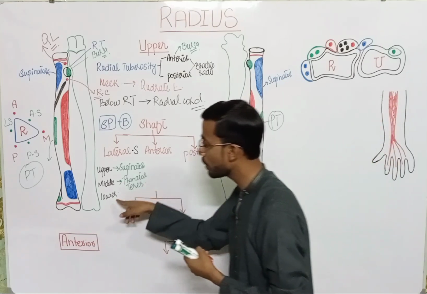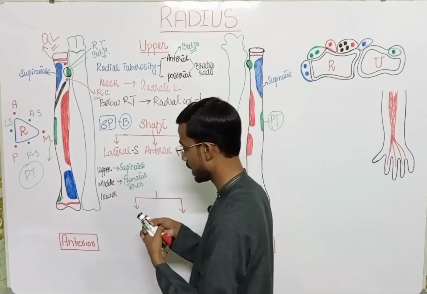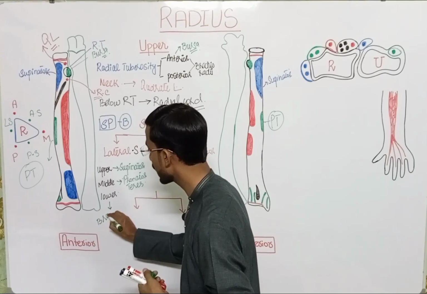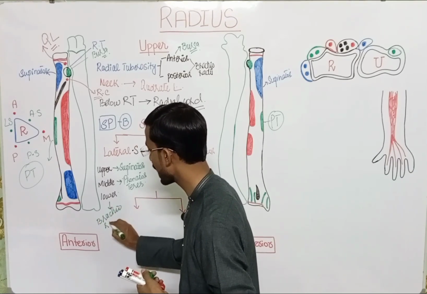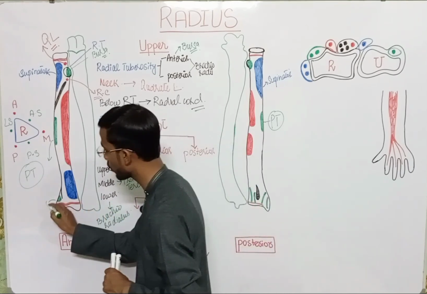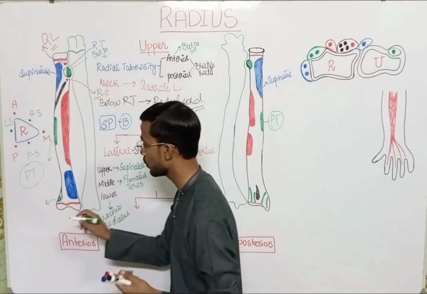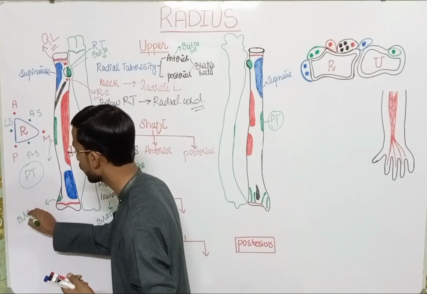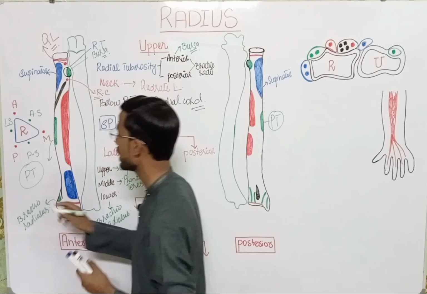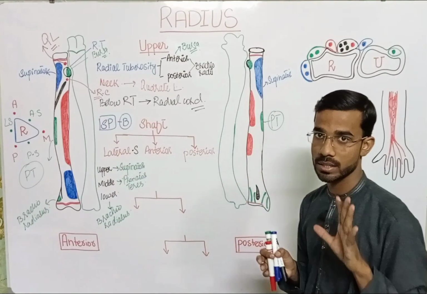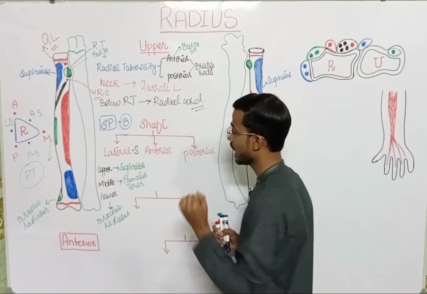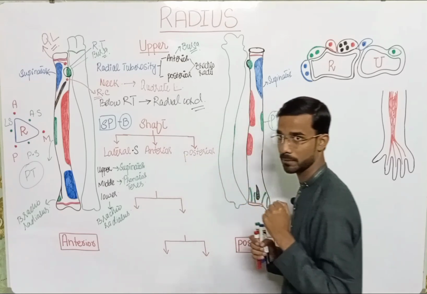And at the lower portion you will see the Brachioradialis muscle. So at the lower portion of the lateral surface, you will see the Brachioradialis muscle, which is present at the lower side of the lateral surface. So this is all about the lateral surface. Next we see the anterior aspect.